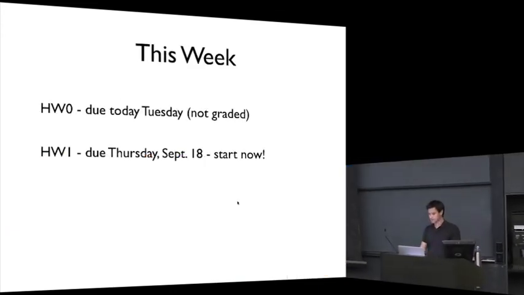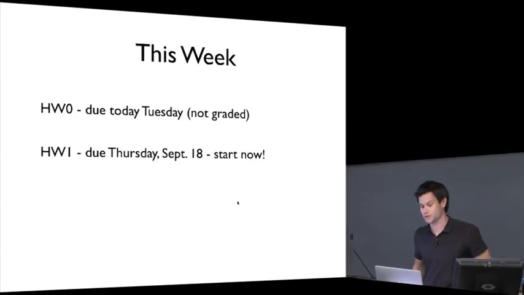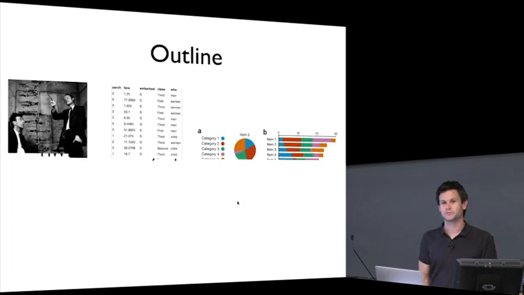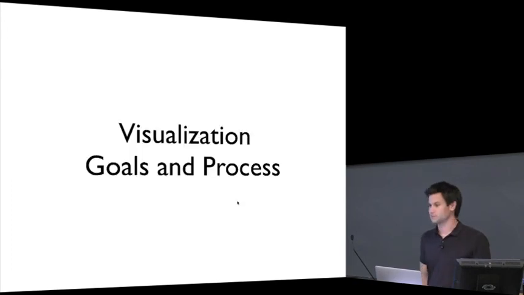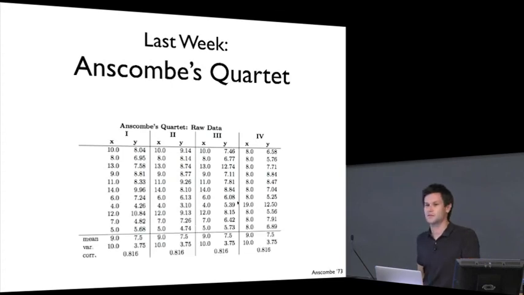Okay, enough about me. Homework 0 is due today. Homework 1 is due next Thursday. So I think it would be good to start as soon as possible. All right, so I'm going to first talk about the goals of visualization. Then we move on to data types and data dimensionality. And the second part of the lecture today will be about statistical graph types.